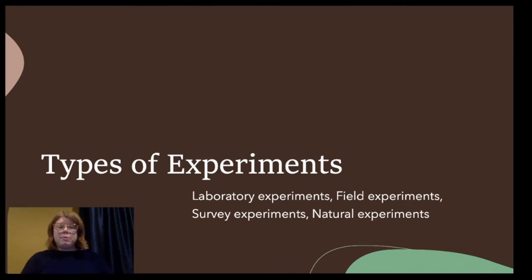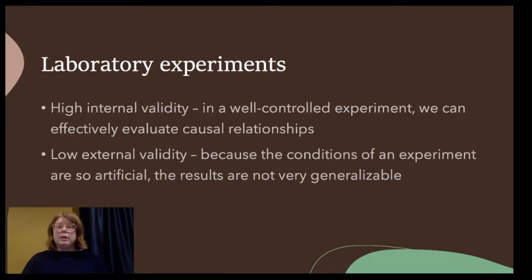So the type of experiment you're probably most familiar with are laboratory experiments. Laboratory experiments are great because they have really high internal validity. In a well-controlled experiment, we can effectively evaluate causal relationships, which is the standard for internal validity. However, laboratory experiments also have low external validity because the conditions of an experiment in a laboratory are so artificial that it's really difficult to know how those results would generalize to everyday life.